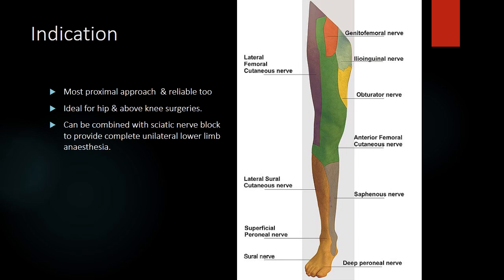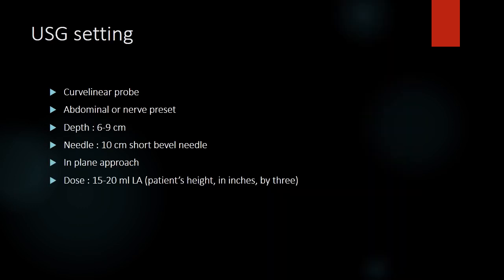It is used for hip and above knee surgeries. Along with sciatic nerve block, it provides complete unilateral lower limb anesthesia. The usual machine setting is curvilinear probe and abdomen region preset, depth setting 6-9 cm, using a 10 cm short bevel needle with in-plane approach, using a dose of 15-20 ml of local anesthetic drug.